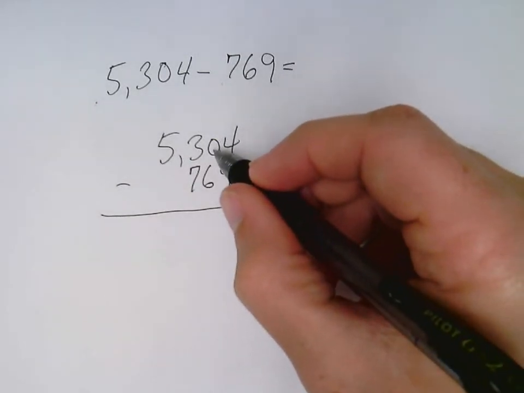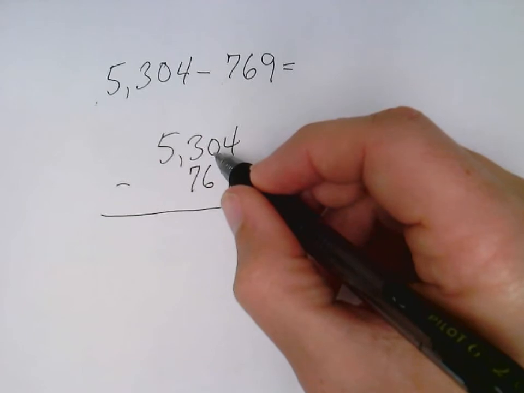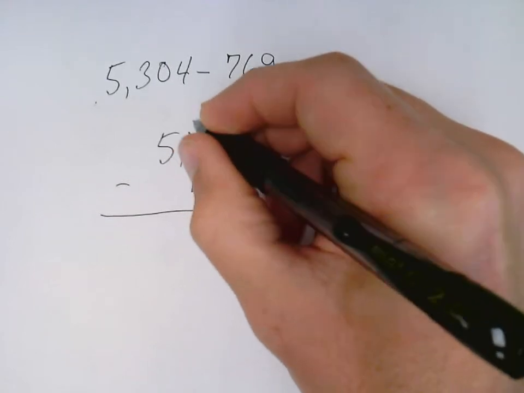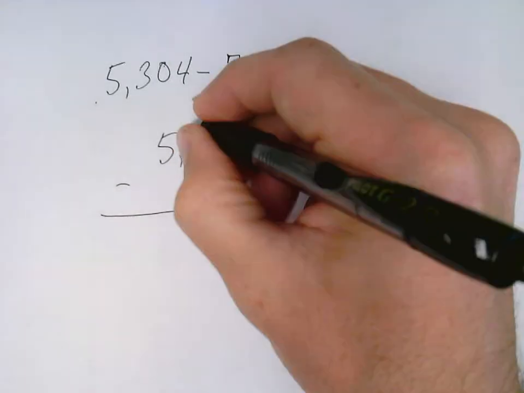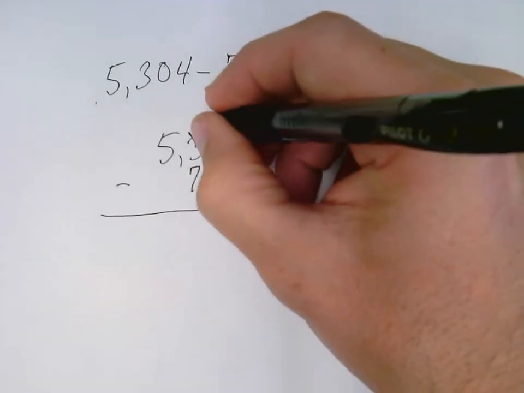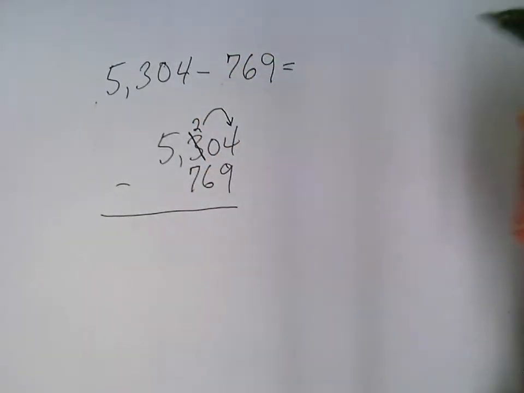Go over to my neighbor. This person has no packages of cookies, so there is nothing to borrow. So I need to go to my next neighbor. I still take 1 package of cookies from that neighbor, but since I'm borrowing across a 0, it's going to be a little bit different. So I put a little arrow to show that I'm borrowing across.